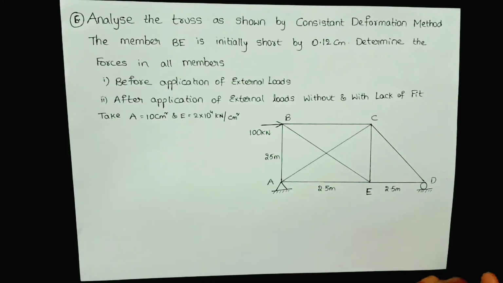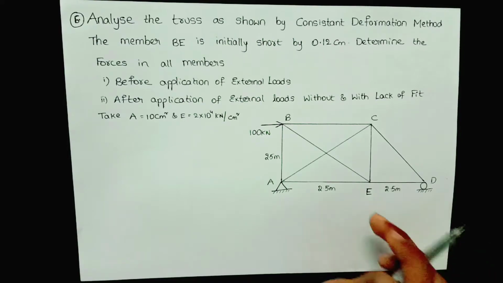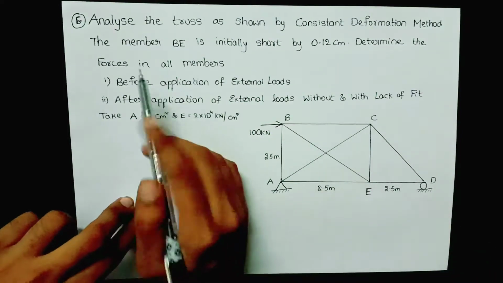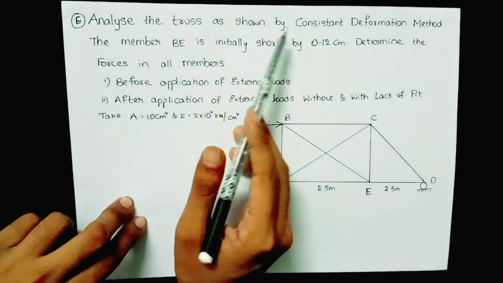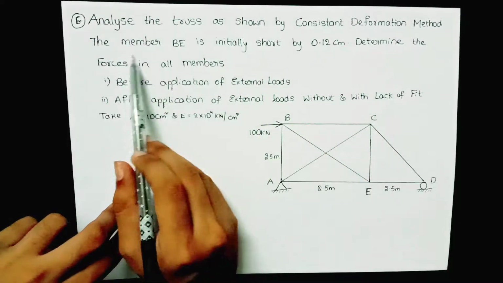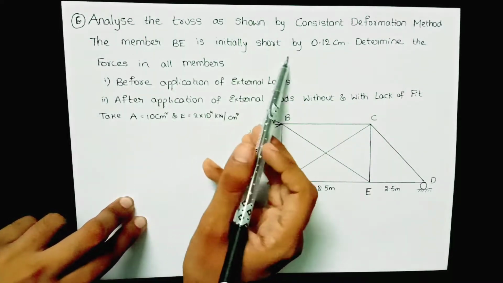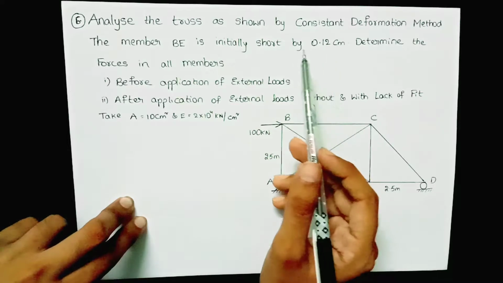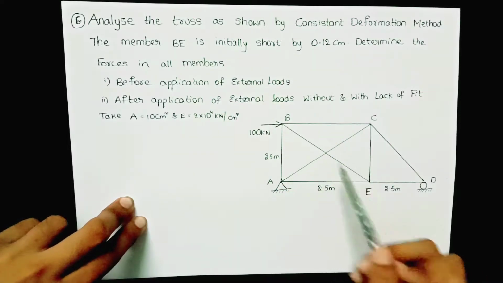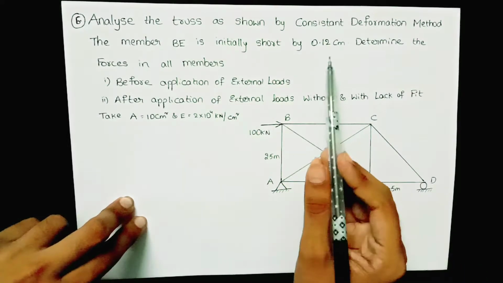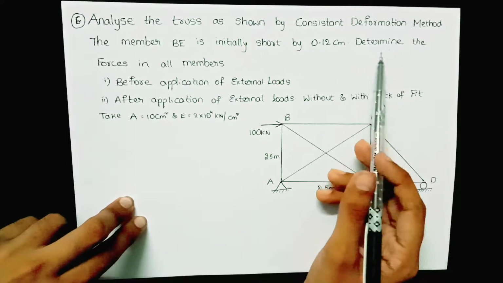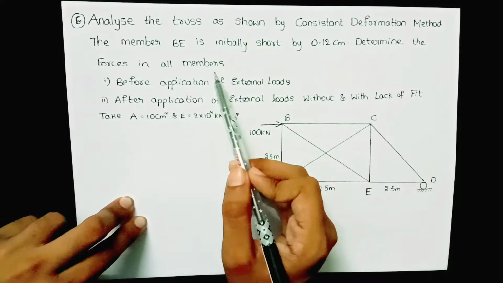So in this video I am going to explain how to analyze the truss by using the consistent deformation method. As you can see the truss here, the question is: analyze the truss as shown by consistent deformation method. The member BE is initially short by 0.12 centimeters. So this member is initially short by 0.12 centimeters. It is asked to determine the forces in all the members.